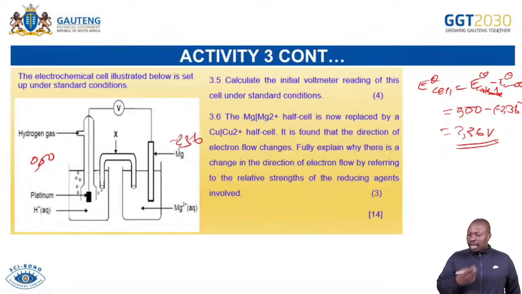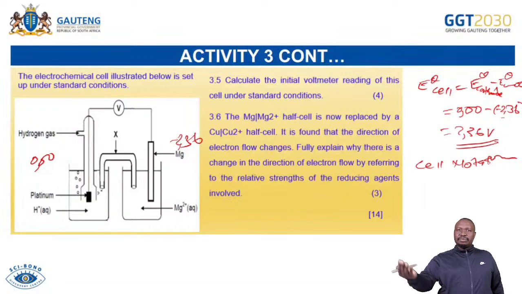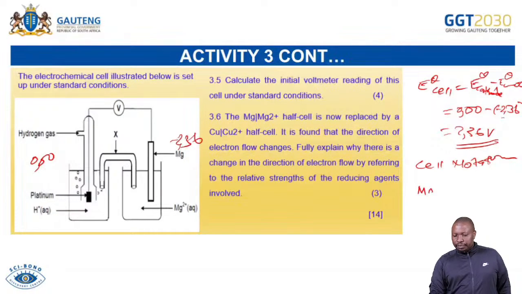The other issue that I want to emphasize is the cell notation, to say know how to write the cell notation. You are looking for a reducing agent, which in this case is magnesium. If you have a metal and a non-metal, the metal will be your reducing agent. Magnesium will lose electrons to form magnesium 2 plus. Then you'll have your hydrogen ions gaining the electrons to form hydrogen gas. So you're able to see the half reactions.